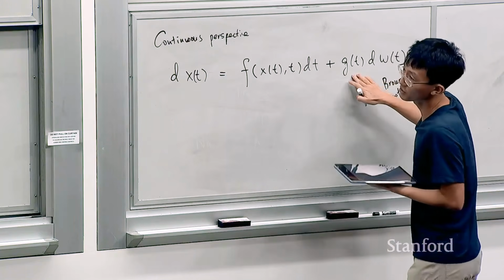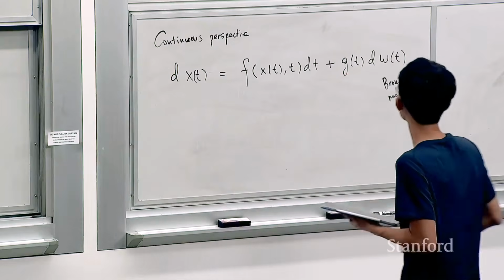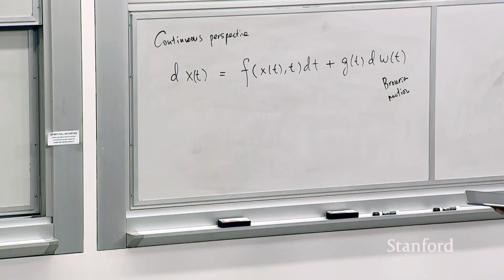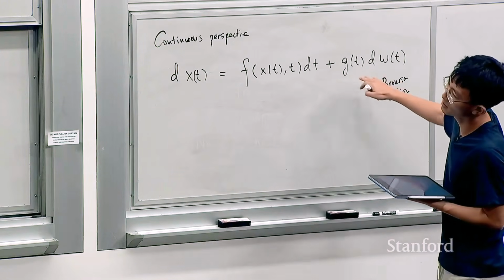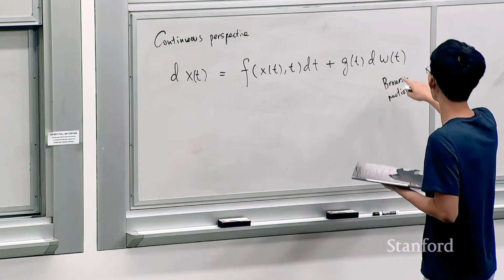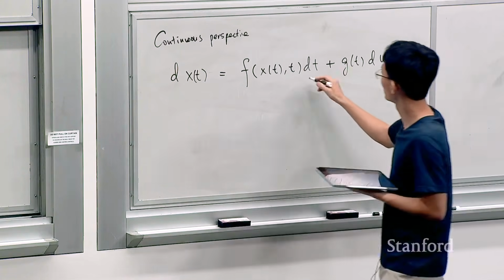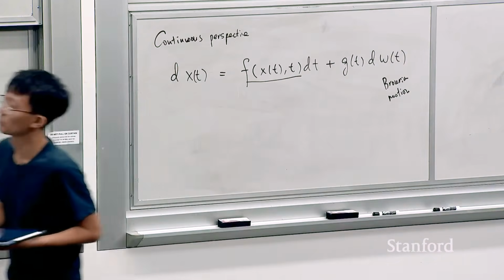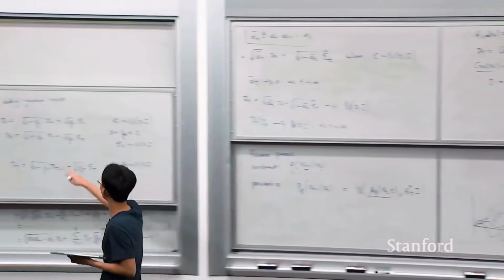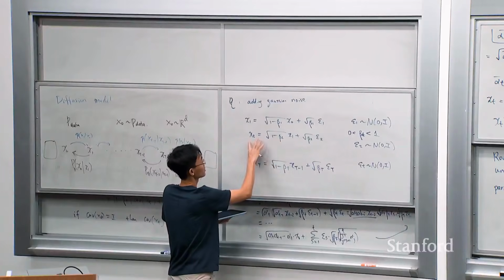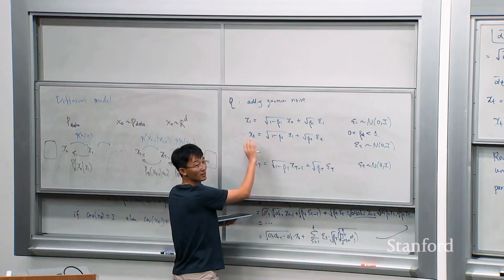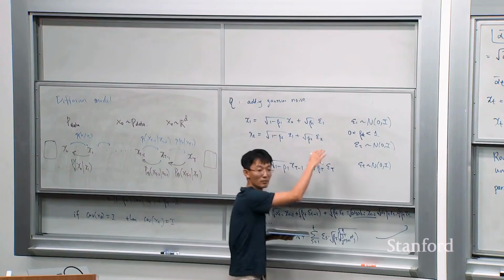And this is the variance, which is kind of like the beta t, or square root beta t. g_t is the square root beta t, yes. And this is the Brownian motion. And this is the deterministic change, which corresponds to the difference between this and this, right? So that's the difference between the two steps deterministically, and there's a stochastic part.